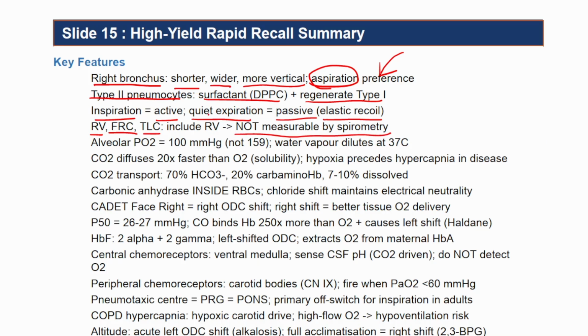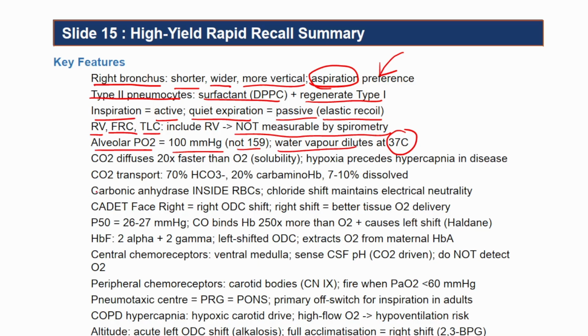Let's clear up a common baseline metric trap regarding gas pressures. The partial pressure of oxygen inside our alveoli is 100 millimeters of mercury, not 159 found in dry atmospheric air. The significant drop occurs because as inspired air travels down the conducting zone to reach body temperature at 37 degrees centigrade, it becomes fully saturated with water vapor, which exerts its own pressure and dilutes the oxygen molecules.